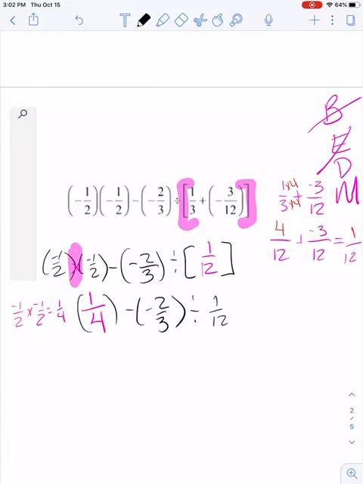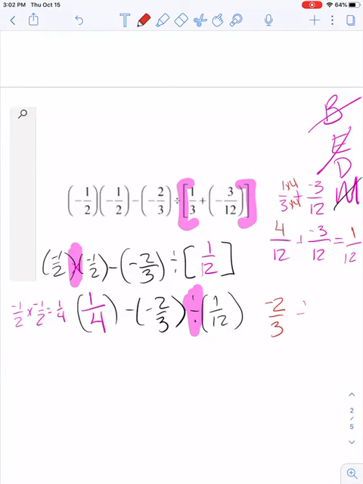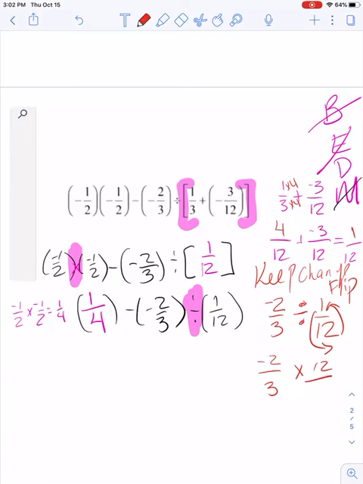So we're still looking for division or multiplication. Division right here. When we're dividing fractions, keep, change, flip. So the first one stays the same. We change our division sign into multiplication, and we flip the second fraction. Now we can multiply. Negative 2 times 12, negative 24. 3 times 1, 3. We're going to rewrite what's left.